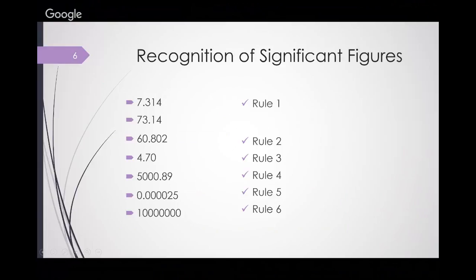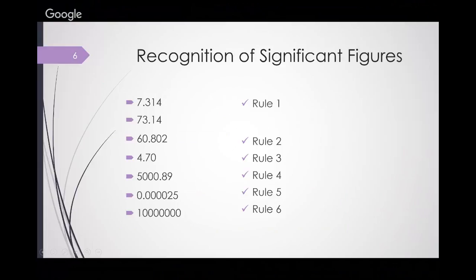Rule 5, all leading zeros are not significant. So anytime you have zeros that lead in, we ignore those, right? So this has 2 significant figures. And I forgot to mention up here, this number has 6 significant figures.